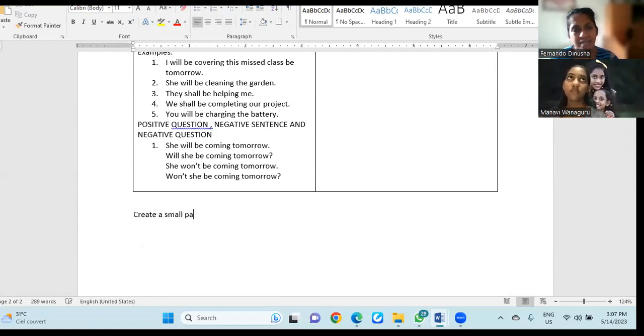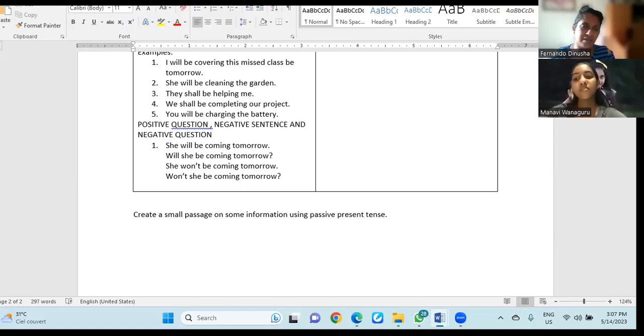Create a small passage on some information using passive tense. Using passive present tense. Now we created only simple sentences, Manavi. Now what you are going to do is, you are going to say some informations using passive. Okay? You are telling something to somebody. You are telling to teacher.